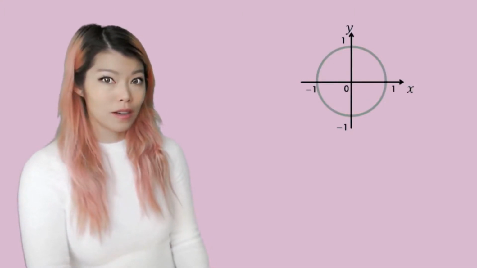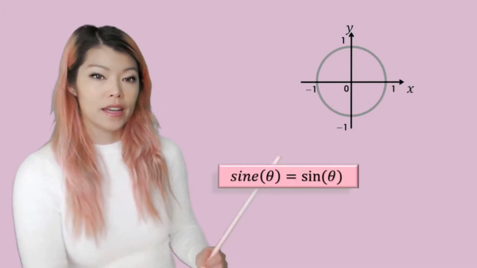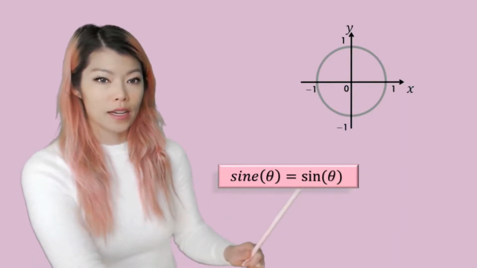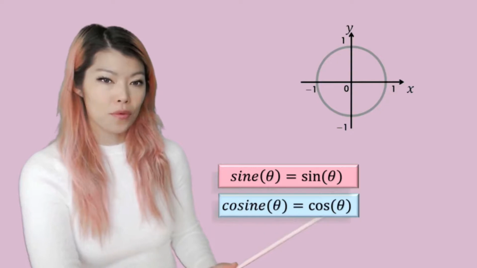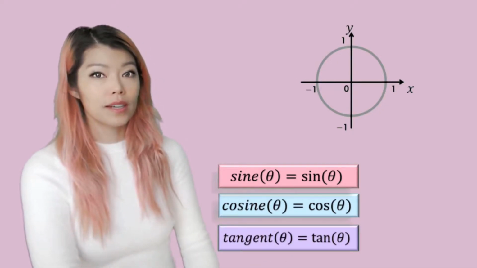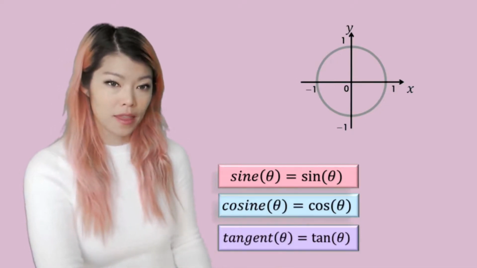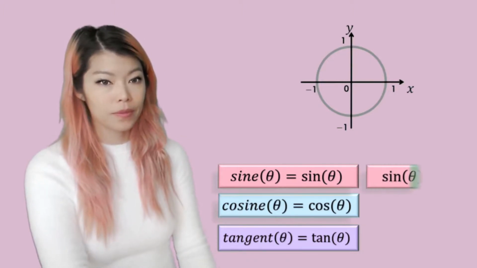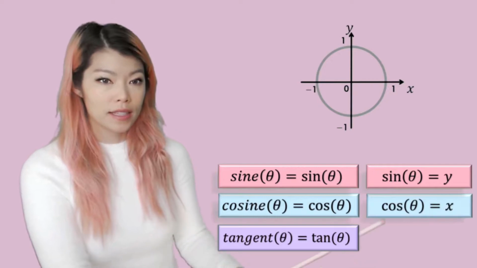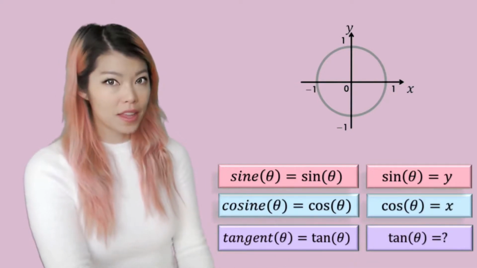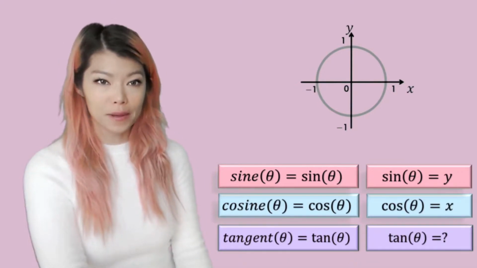This is the unit circle as we saw in the previous video, and in the previous video we also saw that sine is written as sin for shorthand, and cosine we wrote as cos. And today we're going to look at tangent, and we're just going to write tan theta whenever we see tangent. We saw in the last video that sine theta is equal to y, cos theta is x. So what is tan theta? That's what we're going to look at today.